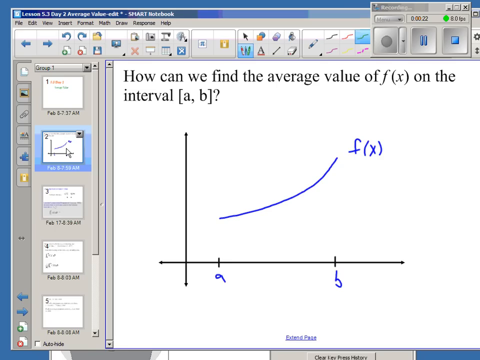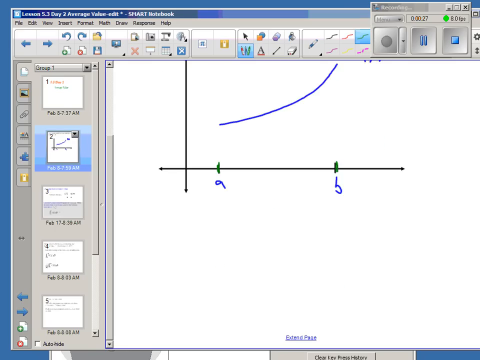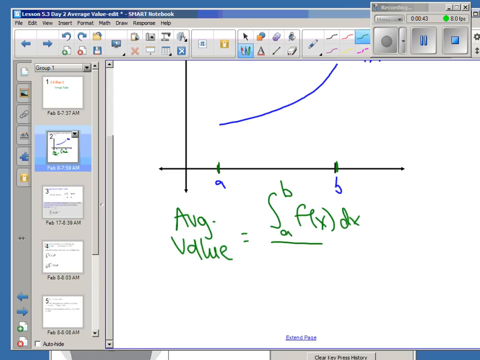So if we have this function here, f of x, on a closed interval from a to b, to find the average value, we take the integral of that total area underneath the curve from a to b, so f of x dx, and we divide it by that change in our x's, so b minus a. And that's going to give us the average value.